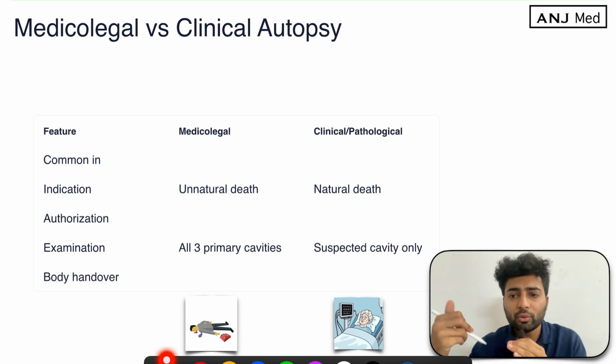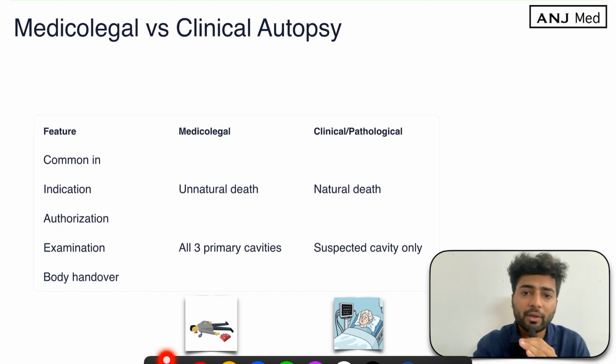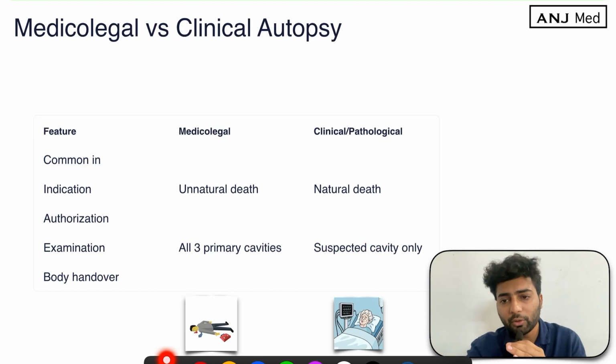Let's say a person died due to myocardial infarction, then we'll just examine the heart, right? Why would we open the brain of that patient? Useless, right? So only the suspected cavity is examined in the clinical or pathological autopsy.